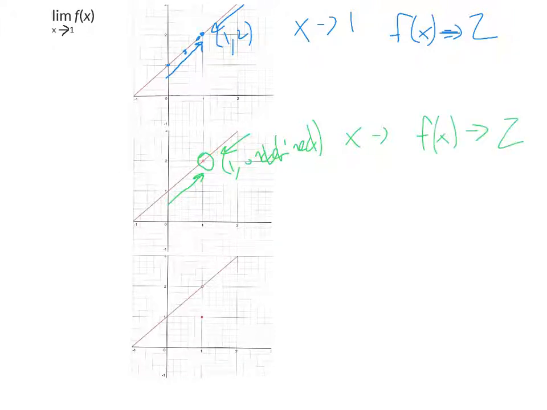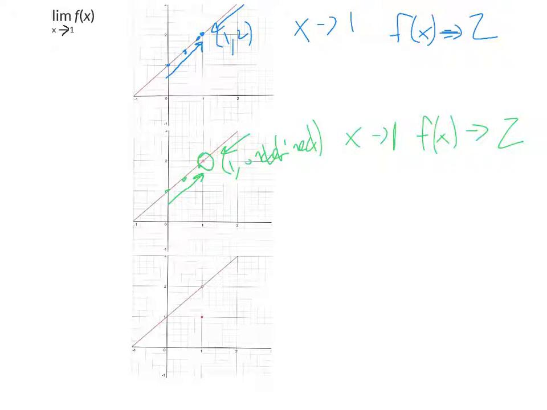We still have those same numbers, (0, 1), (0.5, 1.5), (0.9, 1.9), and so on. So as x gets closer to 1, f of x has to get closer to 2.